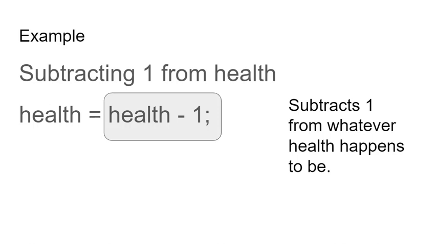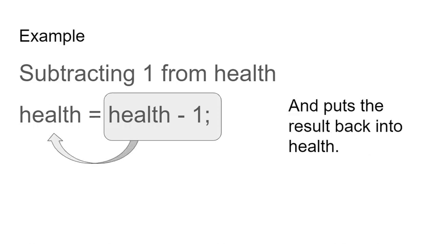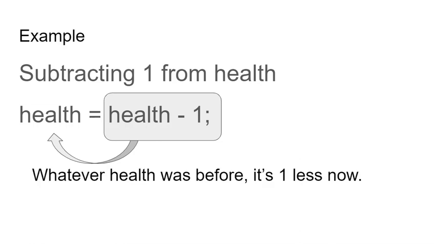So there's health. We're going to compute whatever health minus 1 is, and then we're going to put it back in the shoebox, right? That's what the single equal sign means. That's what the assignment operator means. Evaluate the expression on the right, put it in the target location on the left. So whatever health was before, it's one less now, right? So if it was 100 before, now it's 99. If it's 1, now it's 0. So that is how you change the value of a variable.